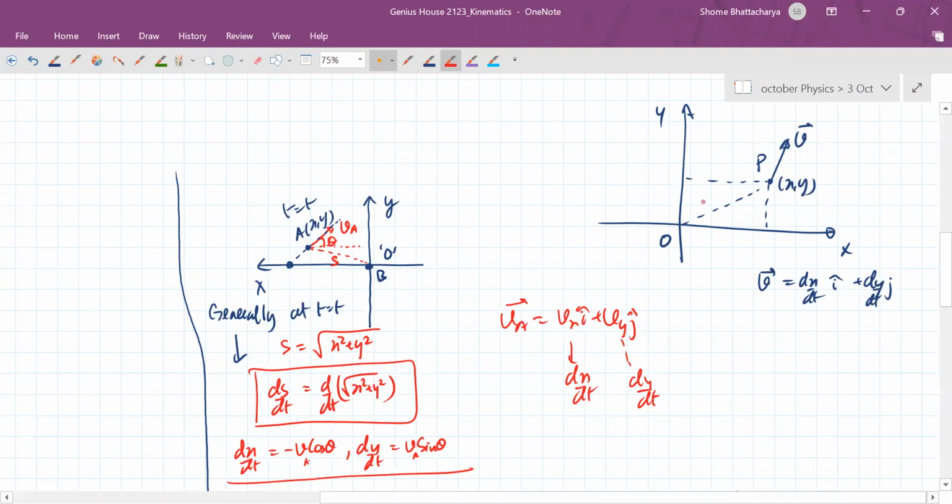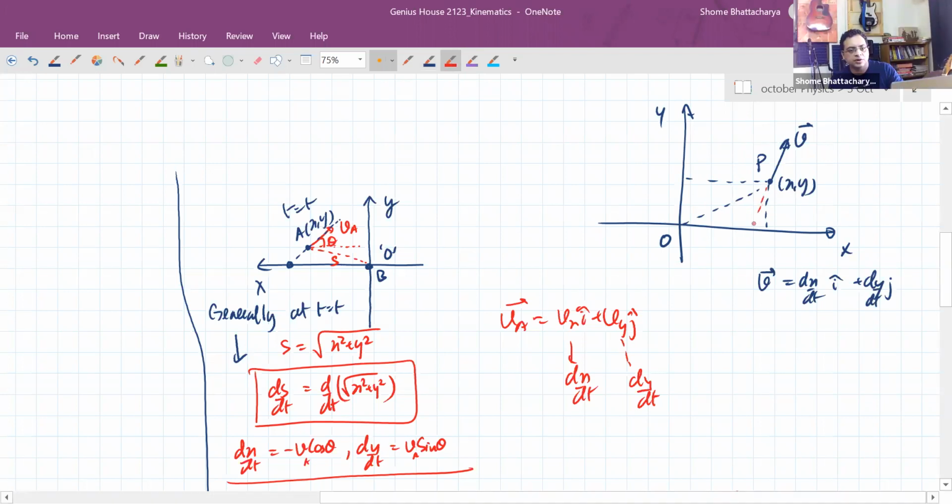Now at a particular instant earlier, suppose the particle was located over here, where it had some x coordinate and its y coordinate was 0, and its velocity was still this only. So at that instant, what is the rate at which the distance from the origin is changing? It's dx by dt only, no? So here, see, it is s.